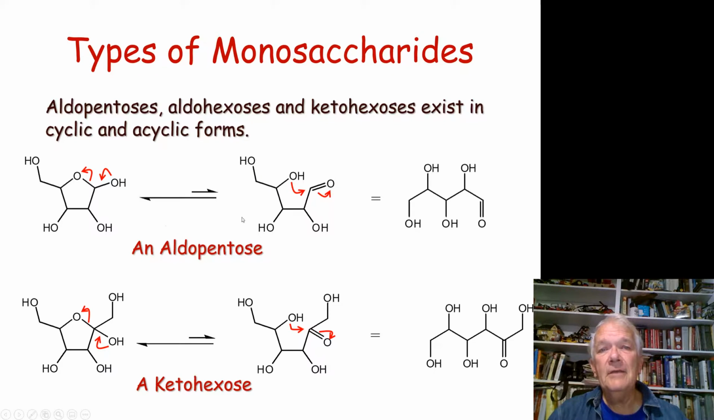Now, here's an aldopentose, and again, of course, here's your hemiacetal. It comes apart to the open form, and then here's just a molecule drawn in its open form. You can do the same thing with a ketohexose here. This is a 6-carbon sugar. There's an internal carbonyl here, which forms a ketone. And again, these things are available in both an open and closed form.